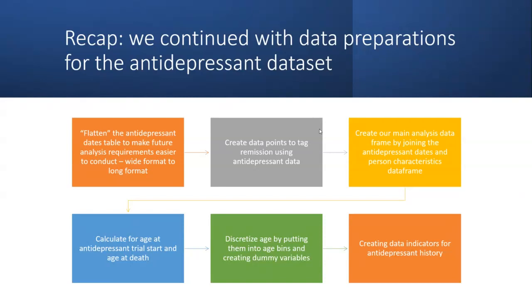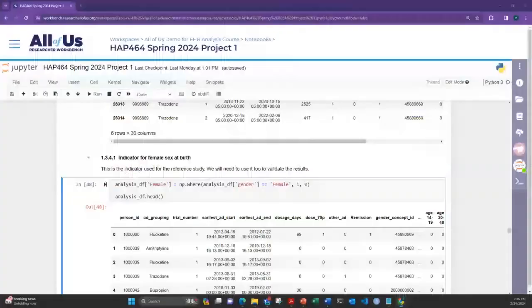And then we created our first dummy variables, which are age that we converted to bins. Again, what we call in data science one hot encoding. And finally, our final step last week for our data preparation was indicators for antidepressant history. So our data set is becoming wider. We flattened our data set, but it's becoming bigger and bigger again.